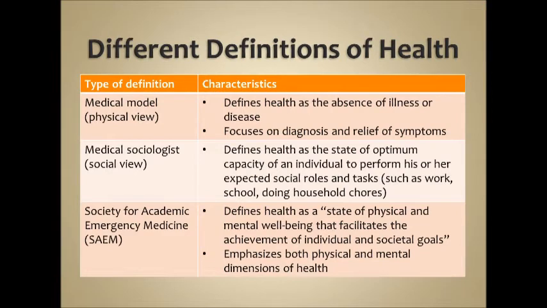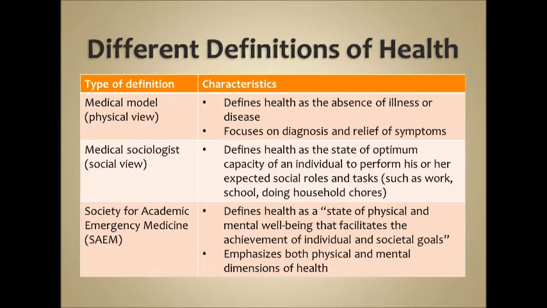In striving for health, different organizations have come up with different definitions of health. At the more physical end is the medical model. This is what we basically have throughout our U.S. healthcare system. This defines health as the absence of illness or disease and focuses on diagnosis and relief of symptoms. It really doesn't get past those kinds of indicators, like simply relief of symptoms. It does not go into things like spiritual well-being. Whereas a medical sociologist or the social view defines health as a state of optimum capacity of an individual to perform his or her expected social roles and tasks. It's more of a functional definition, and it looks more to a person being able to do what they like to do.